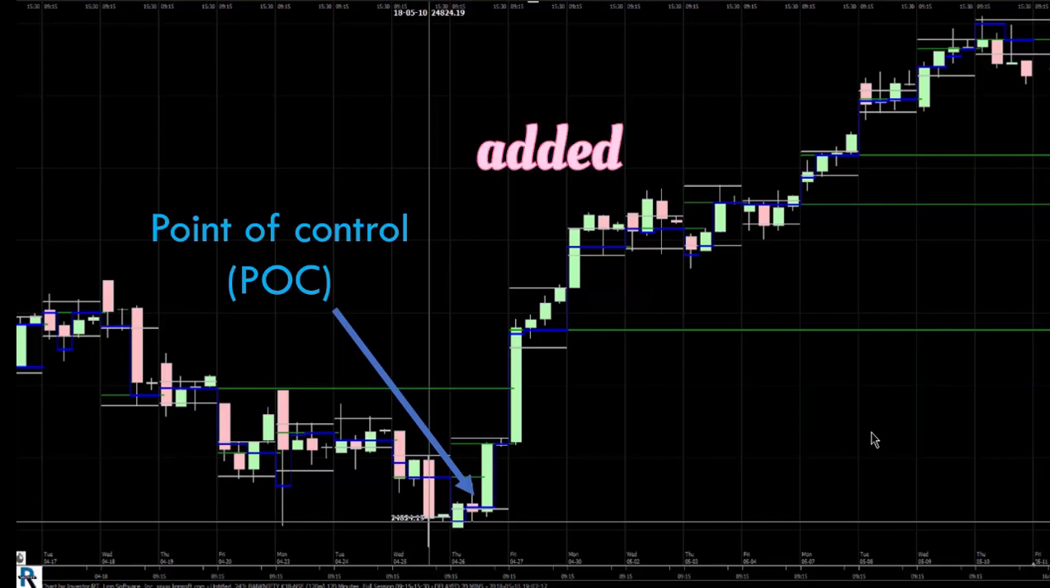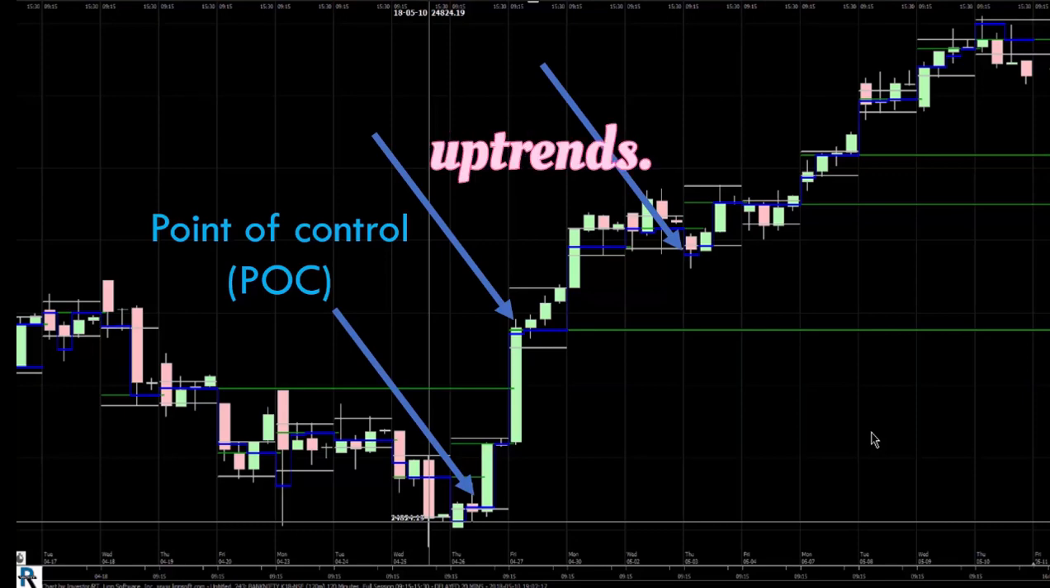The blue bars which I've added to the charts are what I call the point of control, or simply put, it represents the area where the maximum volume was transacted in that bar. So you can see the maximum volume was transacted at the bottom of these bars over here and here as well. Maximum volume has come at the bottom of the bars, and after it has come, the charts have put in fresh uptrends.